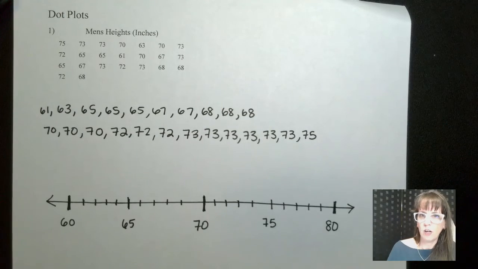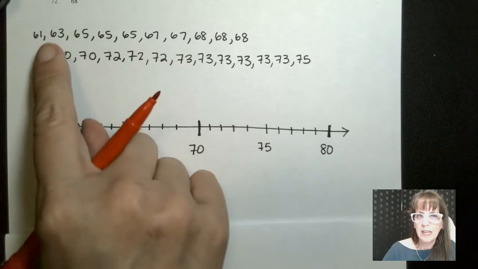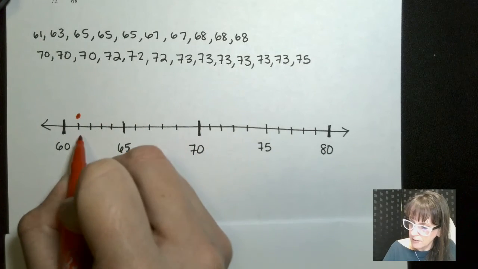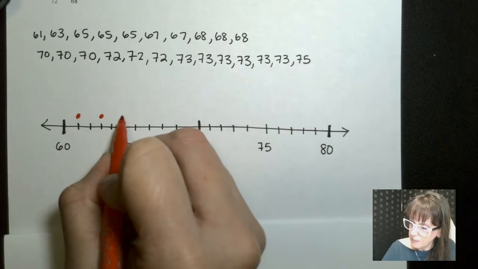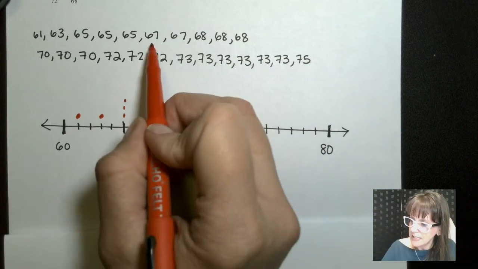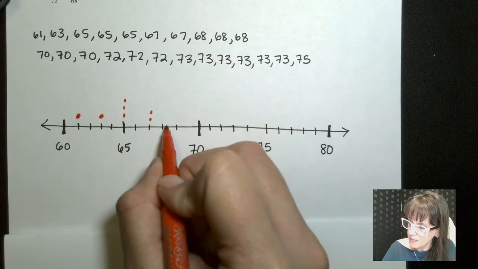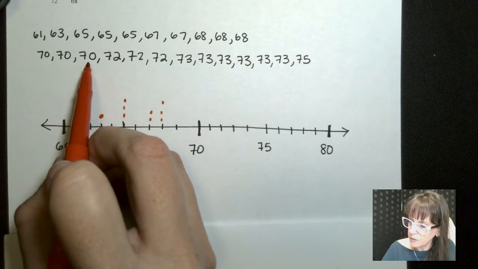So I've gone ahead and drawn my graph here. I want to go from at least 60 up through 80. So I say it's 61, okay, that is 1. 63, so 1, 2, 3. 65, I have 3 of them. 1, 2, 3. 67, I have 2. 68, I have 3. 70, I have 1, 2, 3.